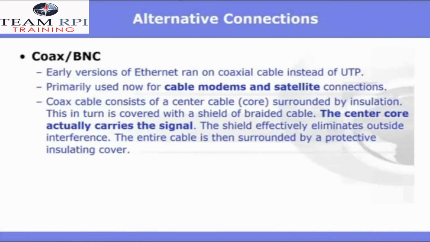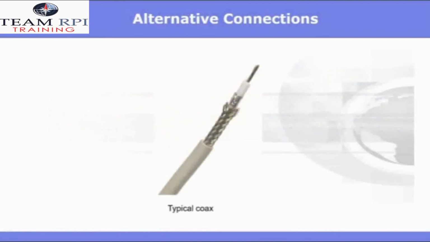Next, we have coax. Even the early versions of Ethernet ran over coax cable instead of UTP. However, today it's mostly only seen with cable modems and satellite connections. A coax cable has a center core that actually carries the signal, and it's surrounded by a shield of braided cable and then a plastic sheeting. Here's what a typical coax cable looks like.